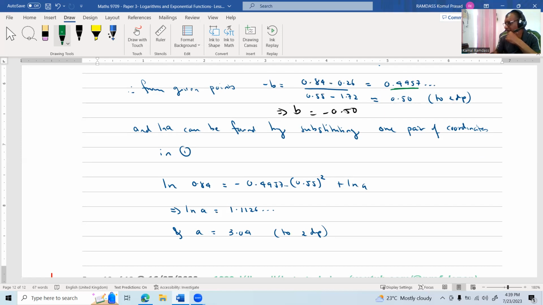But when we do the calculation to find ln a, or to find a, we substitute the exact value, keeping it in the calculator memory. So ln 0.84 = minus b, times that value, multiplied by 0.55 squared, plus ln a. We gain ln a = 1.1126, and a is the inverse ln of that, e to the power of 1.1126, so we gain 3.04 to two decimal places.